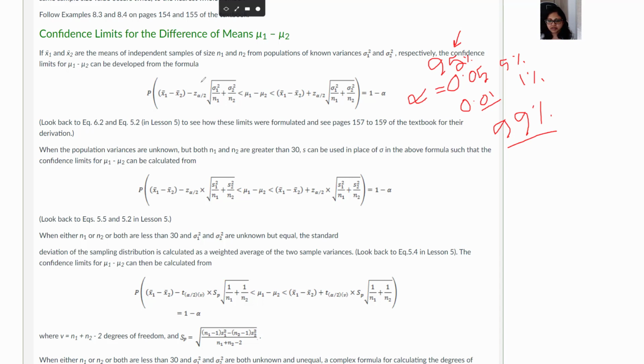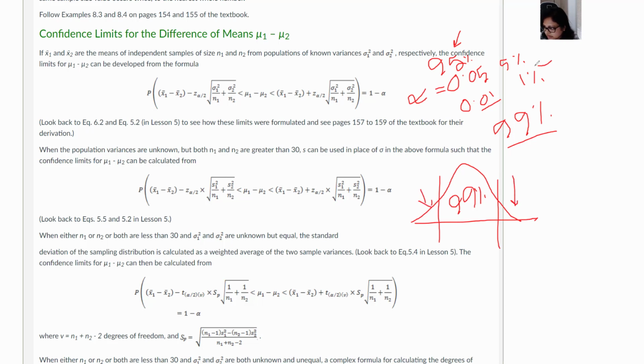For 99%, let me show you what you have to find from the Z. Let's draw it first for a 99% confidence interval. What are the values you need to find? For the 99% confidence interval, 99% is in the middle. The 1% will go here and here. That means this 1% we have to divide by 2, which gives 0.5% on both sides. That means 0.005, if we are not using percentages.